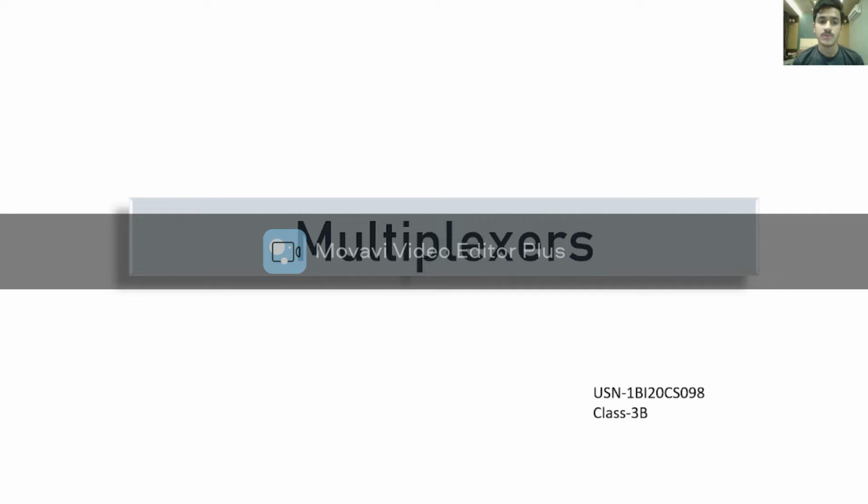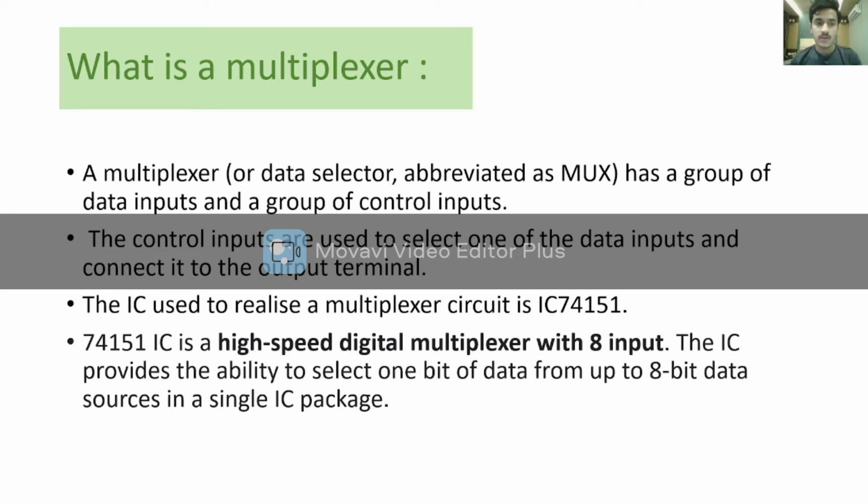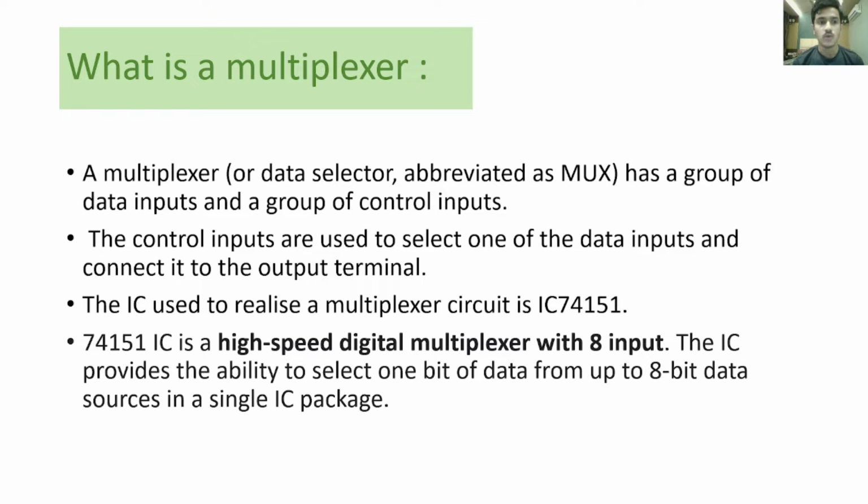The topic assigned to me is multiplexers. So let us see what a multiplexer is. A multiplexer, abbreviated as a data selector or MUX, has a group of data inputs and a group of control inputs. The control inputs are used to select one of the data inputs and connect it to the output terminal.